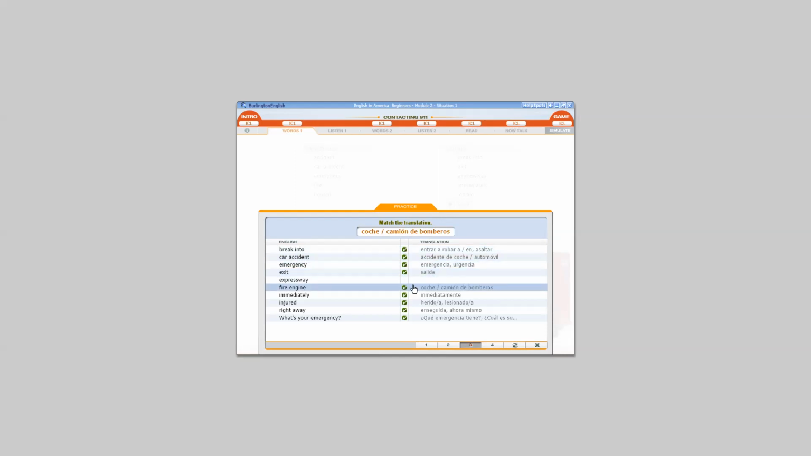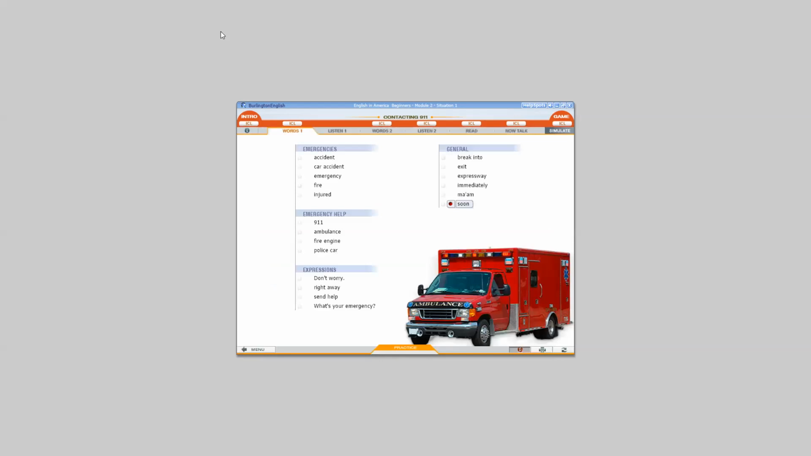We know it's a fire engine. And last one, autopista o vía rápida. We know it's a fire engine. Okay, perfect. Let's go to lesson 1.